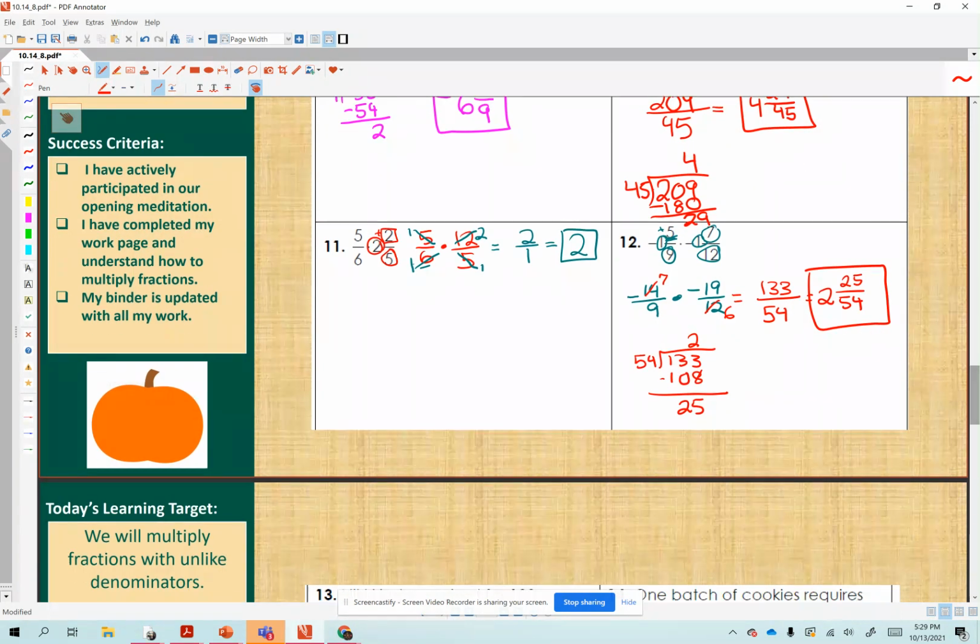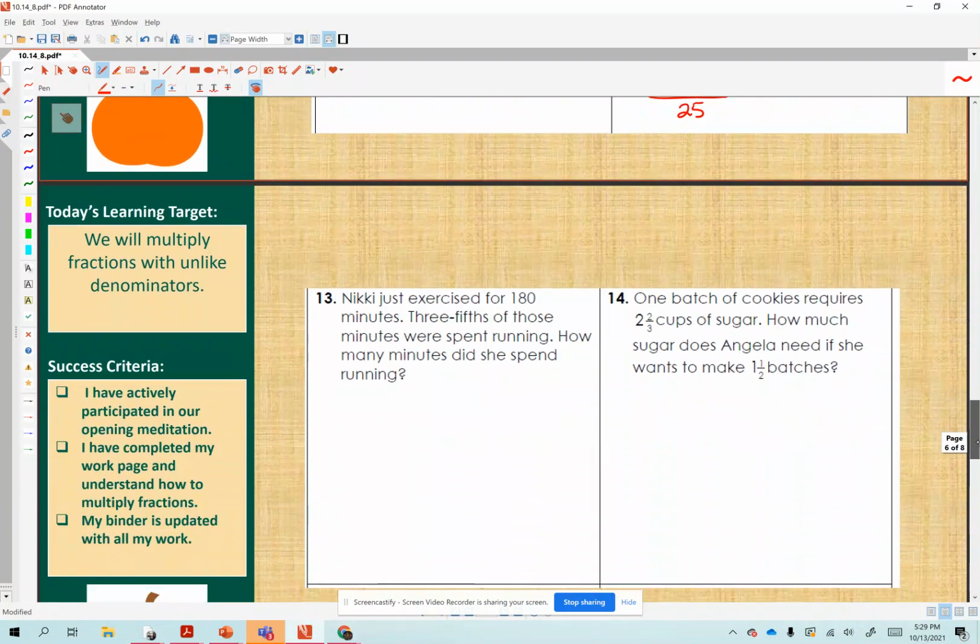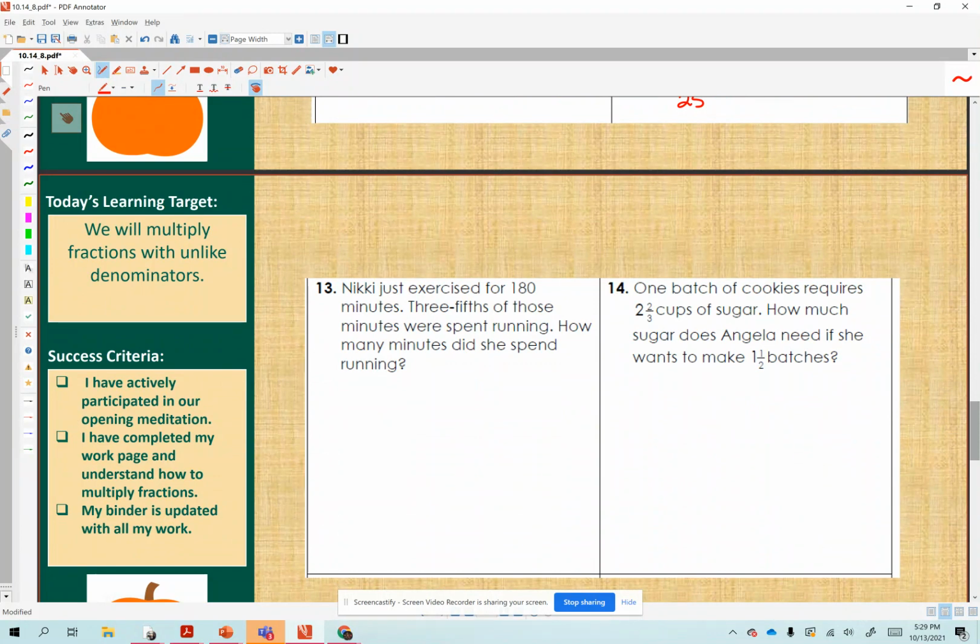And now we have some word problems or applications. We have Nikki, who just exercised for 180 minutes. 3/5 of those minutes were spent running. How many minutes did she spend running? So we have to find how many minutes 3/5 of 180 is.